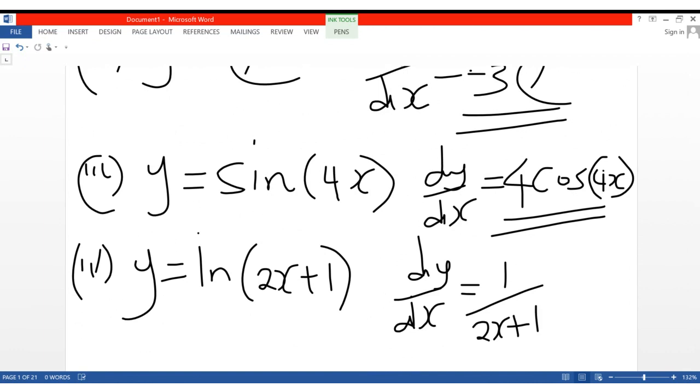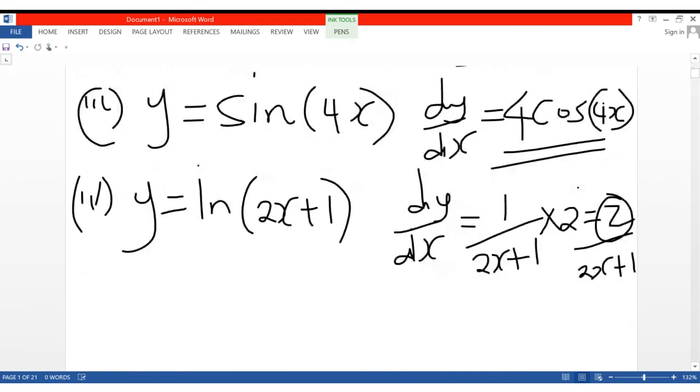But you come inside the function. That's where people forget. You come inside the function, you multiply with the factor. When you differentiate 2x plus 1, what do you get? You get only 2. Here the answer will be 2 over 2x plus 1. So there'll be a factor of 2 here, because we have differentiated inside. Whatever you differentiate inside, you multiply with that all the time.